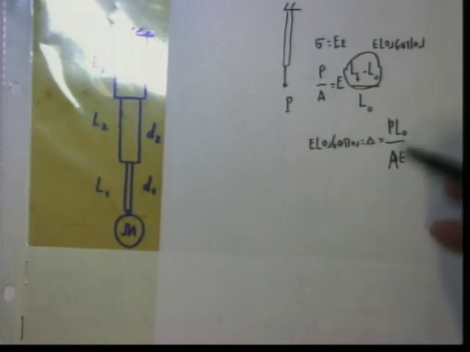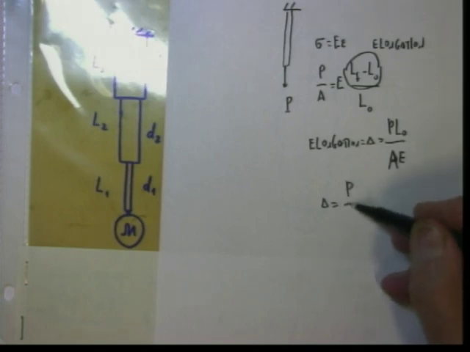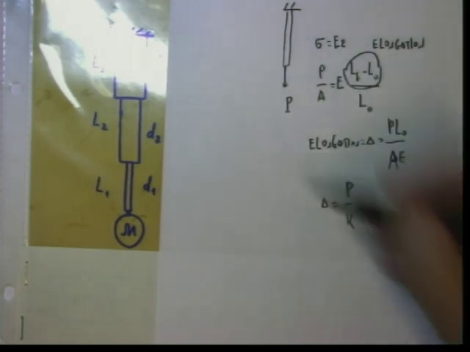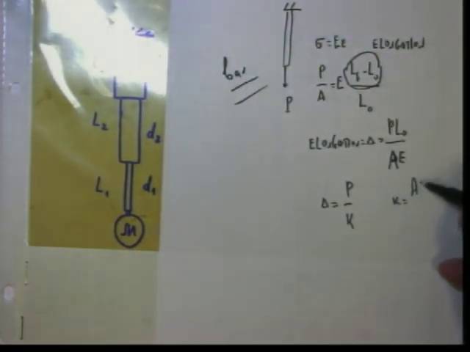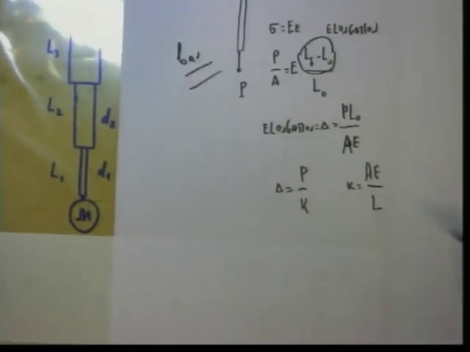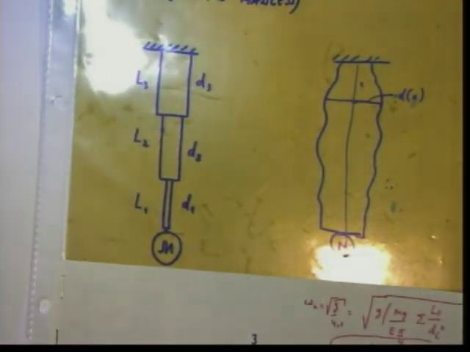So naturally we will have the representation delta equals P divided by K, is it right, for this bar. Then this K equals AE divided by L sub 0. So that is a formula for a single element. Just a hint for your homework is that here we have 3 springs in series. Thank you very much. Our class is over.